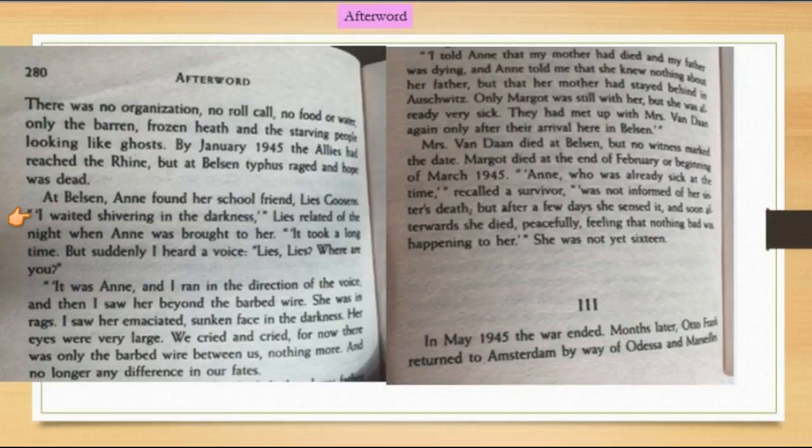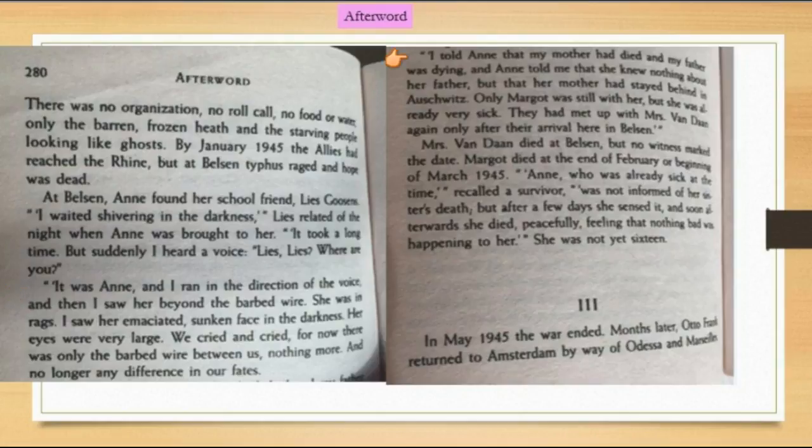I waited, shivering in the darkness, Lies related of the night when Anne was brought to her. It took a long time, but suddenly I heard a voice. Lies, Lies, where are you? It was Anne, and I ran in the direction of the voice, and then I saw her beyond the barbed wire. She was in rags. I saw her emaciated, sunken face in the darkness. Her eyes were very large. We cried and cried, for now there was only the barbed wire between us, nothing more, and no longer any difference in our fate.